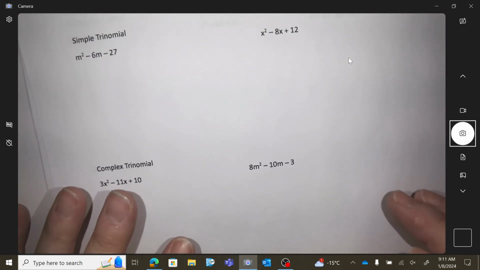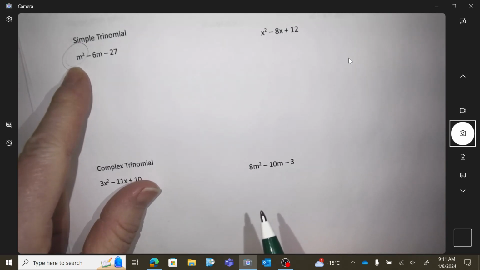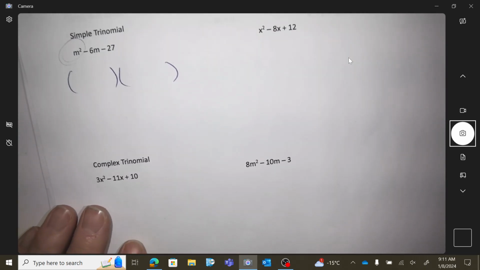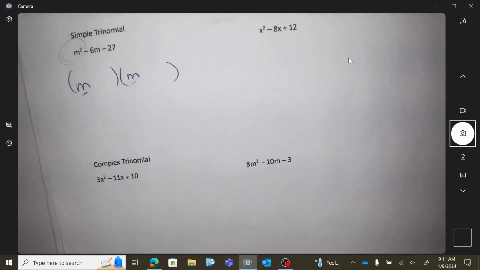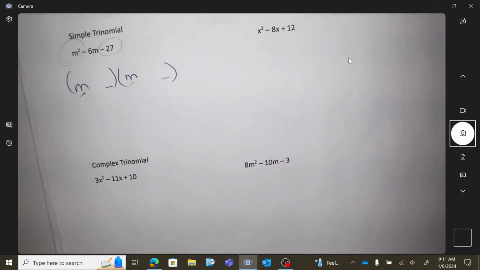Okay, next, simple trinomials. So again, you can see why it's simple, because there's just a 1 squared. Okay, so give me 2 brackets. What times what gets me m squared? So now you can do m times m. What times what gets me negative 27, but I also have to now consider the middle. So what do I need to know about these numbers? What is the rule?